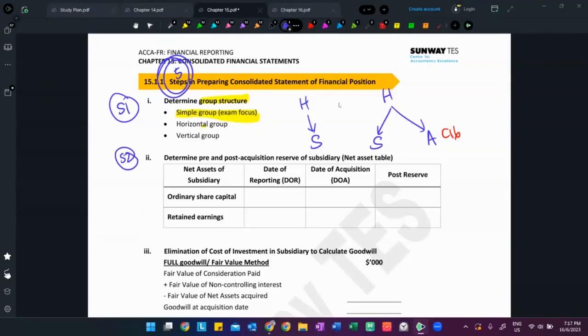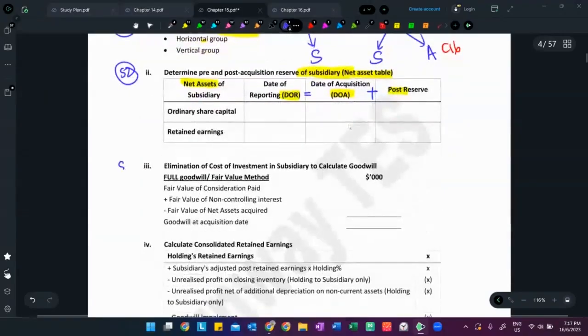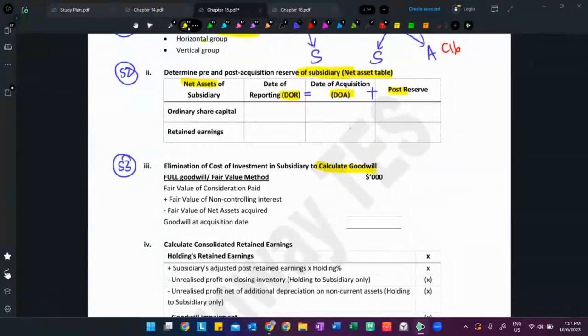Step 2 is the most important step, which is the net asset table for the subsidiary. You can use an equation to fill out all the net assets of the subsidiary: date of reporting must always equal date of acquisition plus post reserve. So you must always make sure DOR equals DOA plus post. Step 3, which we have covered earlier, is to calculate goodwill. Most of the time, it will be under full goodwill.